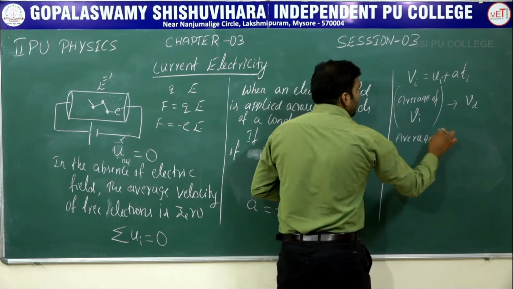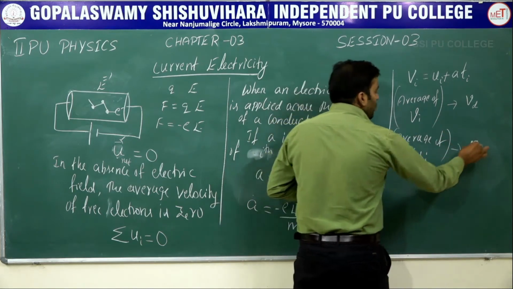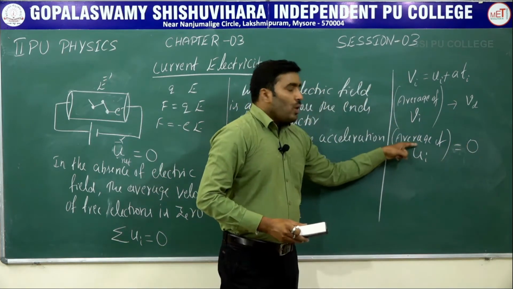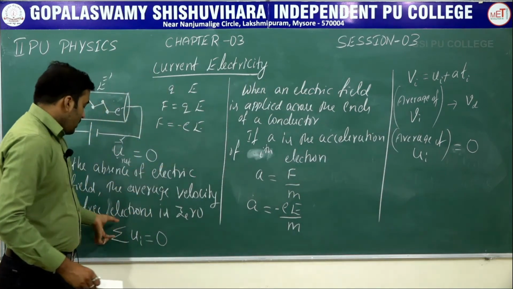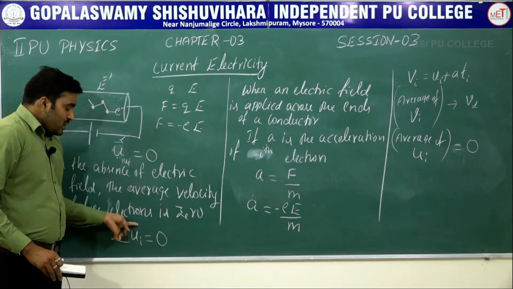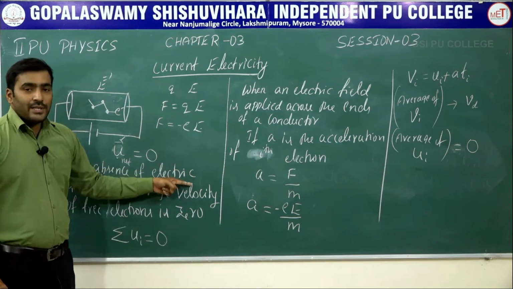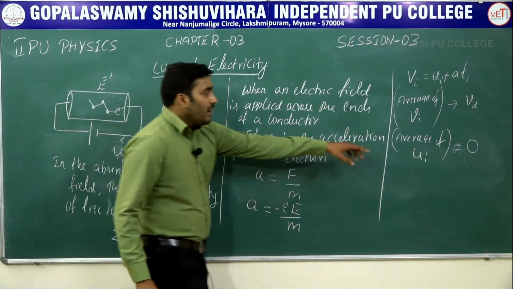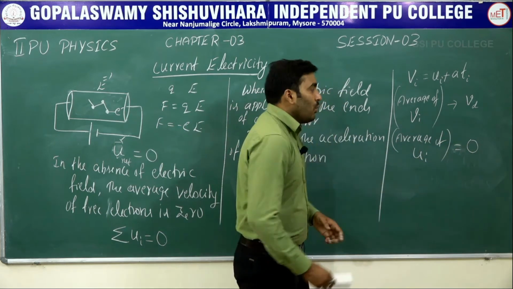Average of Ui. The average of Ui is equal to 0, because Ui is the initial velocity of electrons. We know that the summation of Ui is equal to 0, which means when the electric field is absent, the average velocity of all the electrons is 0. That is why the average of Ui becomes 0.